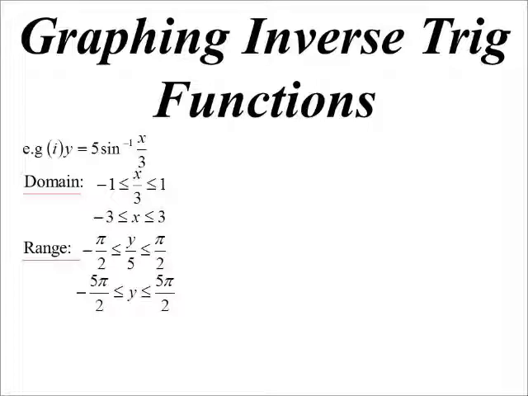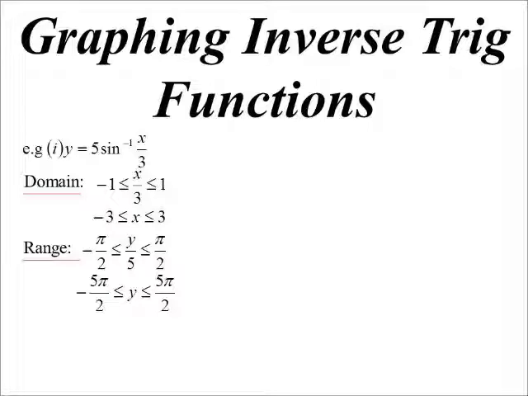Now the range, we do the same thing, but we've got to be careful because remember that 5 needs to be grouped with the y to work out the range. So it'll be y divided by 5, and inverse sine, you may remember, went between -pi on 2 and pi on 2. So we're going to say y on 5 is in between -pi on 2 and pi on 2. Multiply out by 5 and we get -5 pi on 2, 5 pi on 2.